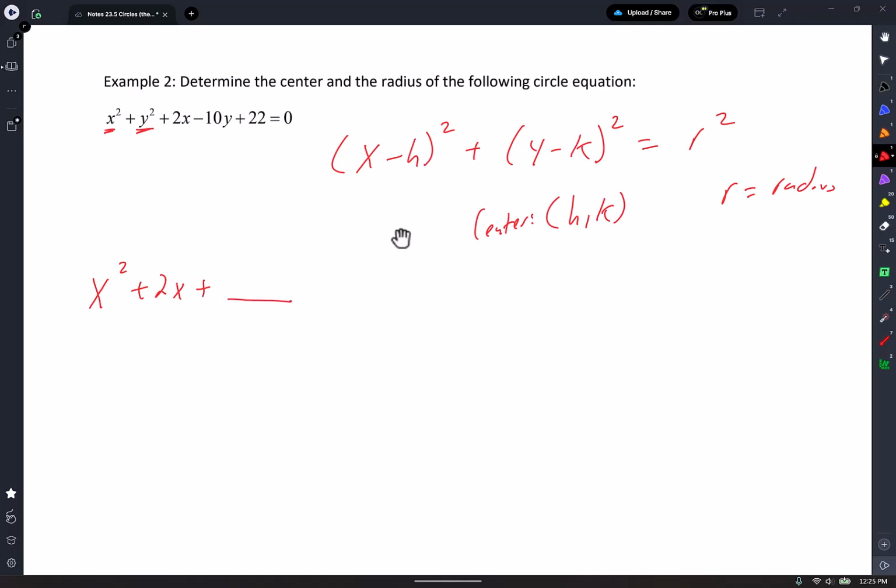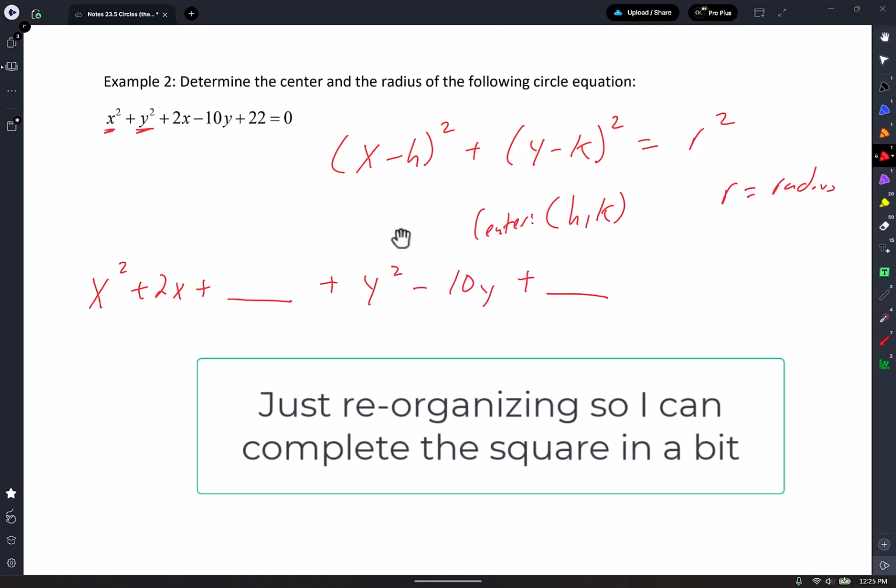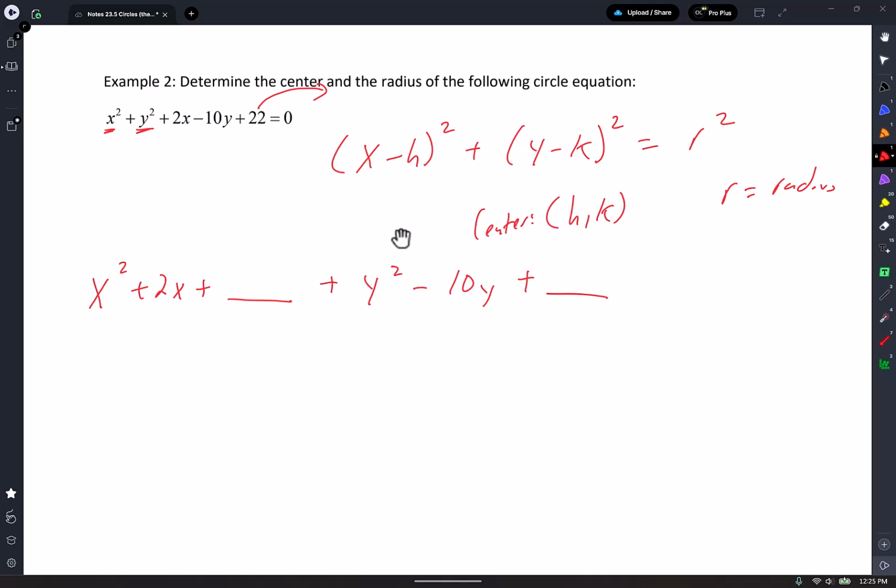And now I'm going to get the y's together. Plus y squared minus 10y plus blank. And I'm going to move... Yeah, all I'm doing is I'm just reorganizing. Why did you put 2x with the h? I put the 2x with the x squared, because I'm about to do a binomial with a square on it. Don't worry, I'm going to explain everything right now. And I'm going to move that 22 to the right, so that turns into negative 22.